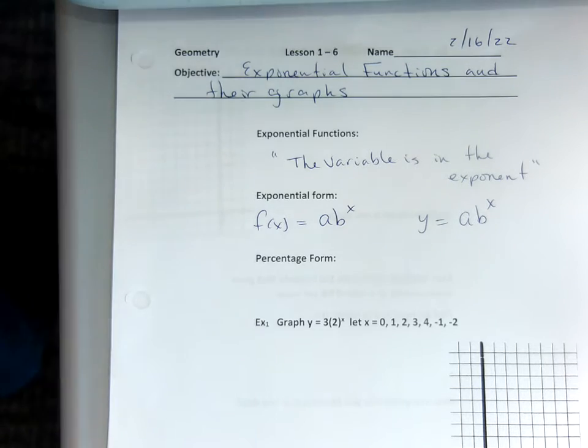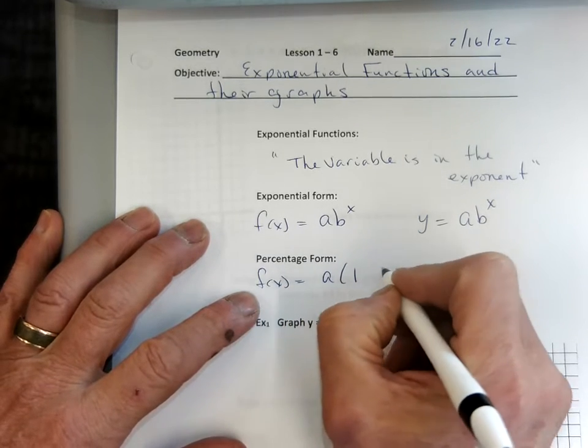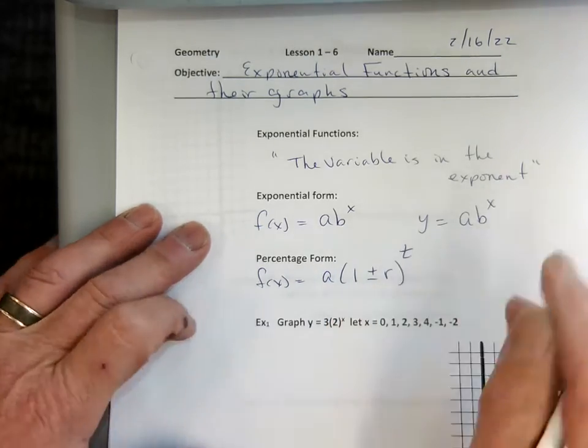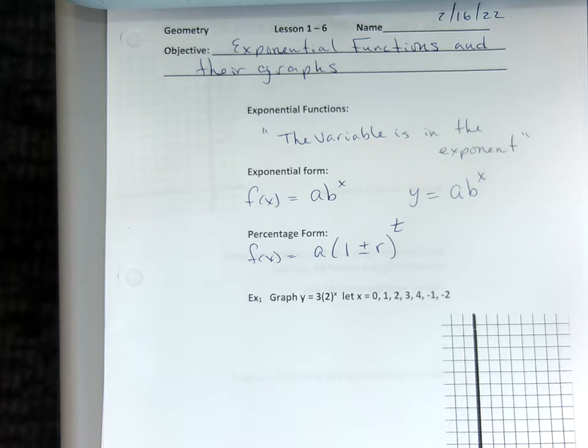So we're going to have, instead, f of x equals a times 1 plus or minus r to the t, and I use t for time, okay? Plus or minus, one or the other, right? When would I use plus in this example? If you're growing. Oh, you guys are smart. And when do I use negative? If you're losing money, right? That you do not want. So very good. Okay, exactly. So it's that easy.